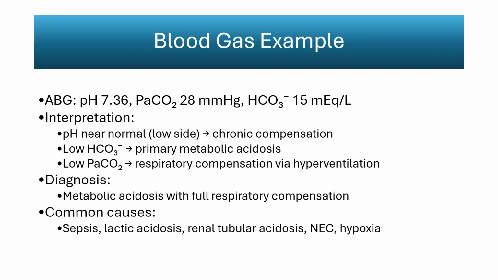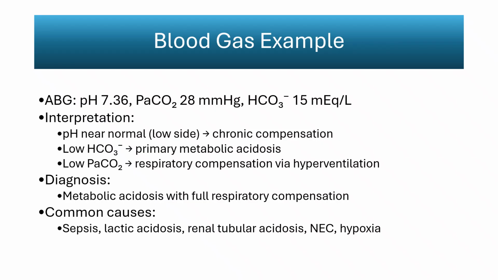The blood gas shows pH 7.36, carbon dioxide content 28 millimeters of mercury, and bicarbonate 15 milliequivalents per liter. The first step is to assess pH. Although it falls within the normal range, it is on the lower side, which indicates a compensated process. The low bicarbonate confirms a metabolic acidosis, while the low carbon dioxide content shows respiratory compensation through increased ventilation. This represents metabolic acidosis with full respiratory compensation.